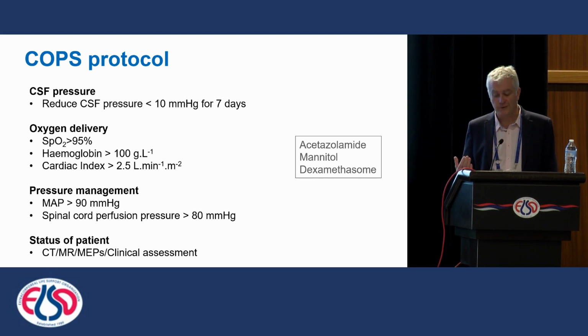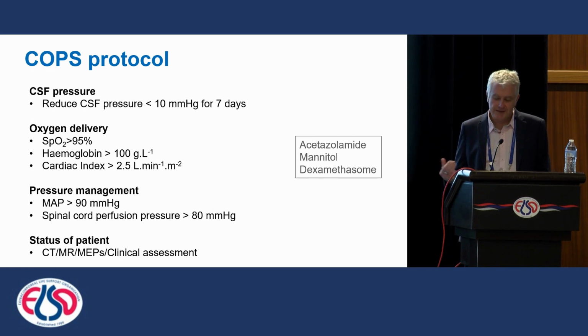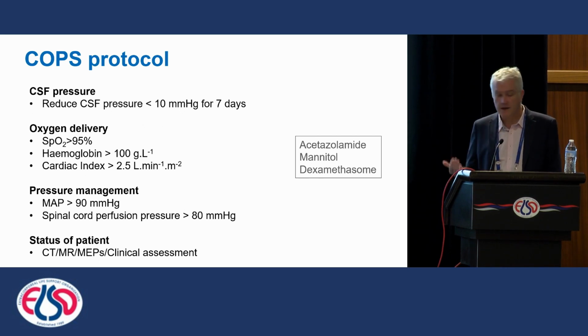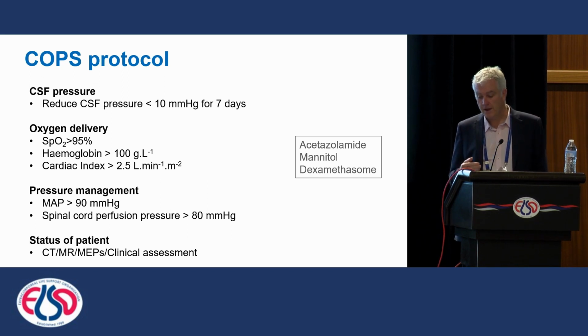We try and improve oxygen delivery by aiming for SATs of over 95%. For intensivists, we'll liberalise our hemoglobin target and get it over 100 grams per litre. And obviously, we're going to maintain a cardiac index of 2.5. I hope we do that most of the time anyway, really. We manage their systemic blood pressure. We tend to hypertense them even more. We're aiming for MAPs of over 90 at that point in time. And we try to get that spinal cord perfusion pressure up. And then we continually assess the patient.